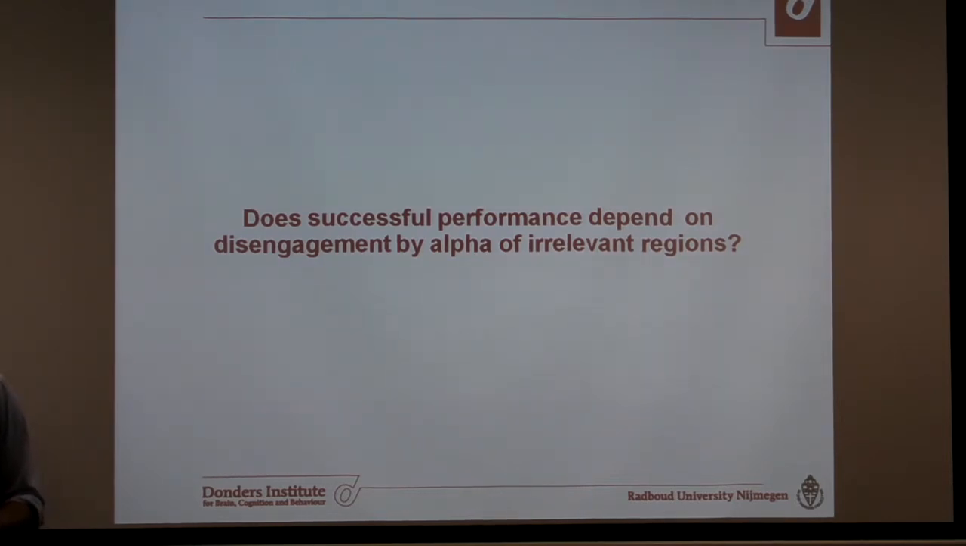Good. So hopefully I've now made the case that in this task, alpha reflects functional inhibition or disengagement, and gamma reflects the processing, right? But I would like to go even further and say that alpha is not just a side phenomenon of a region not being engaged. I would like to make the claim that the inhibition by alpha is required for optimal task performance, right?